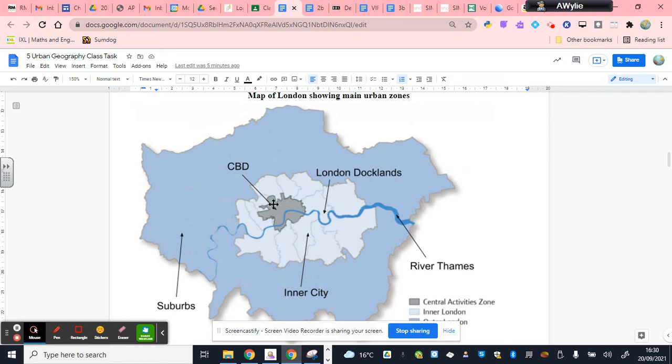We can also see on this map the city centre of London, the CBD. That's where all the iconic buildings are that you always associate with London, and then the massive sprawl of suburbs that lie around the inner city area.